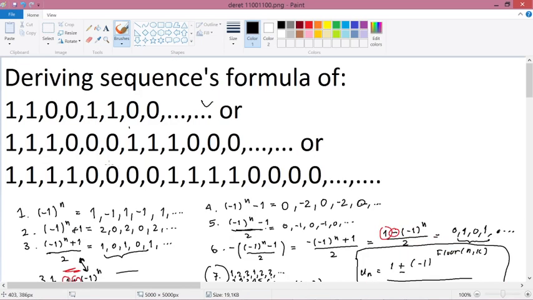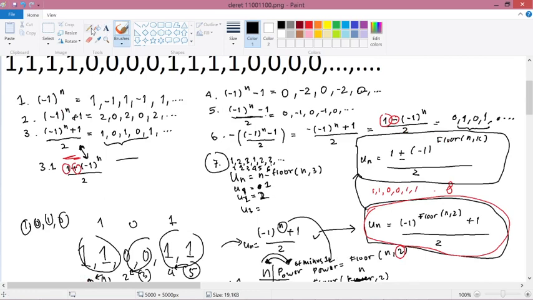So you can see the final line that you need to know: there's a connection between this formula and the floor formula, and also the minus, the third formula. There is a connection between formula 3 and formula number 7 to find the sequence.